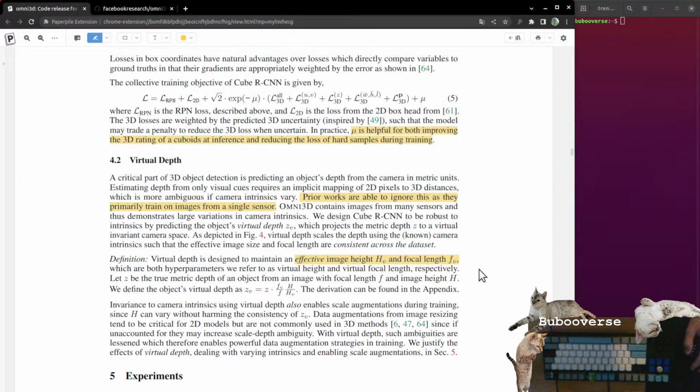Yeah, again, I think the problem with this, of course, is that this is kind of an engineering solution. Hey, when the camera's all the same, you can just directly predict the depth in meters. When you have a bunch of different cameras, it's going to be difficult to do that. In order to get good results, we're going to basically create these hyperparameters, effective image height and focal length. But that also means that when you predict and you're doing inference, you're going to have to know what these numbers are for your camera in order to get good meter depth predictions.